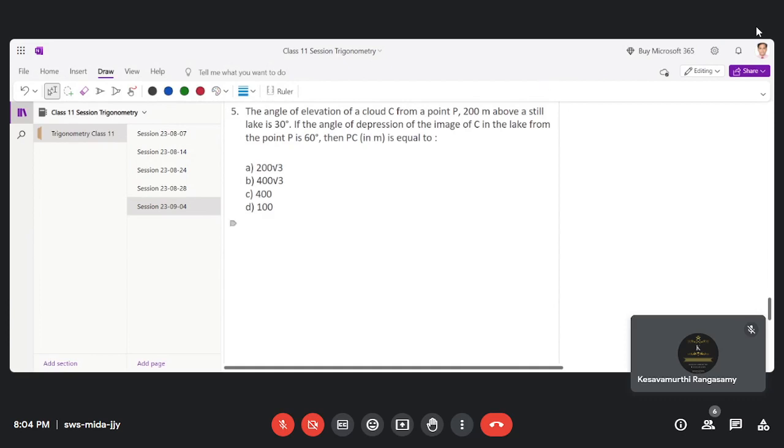Let me draw the diagram. This is your ground level. Here is a cloud. And here is the point P. So this is your ground level, which means the point P is here, 200 meters above the ground level.